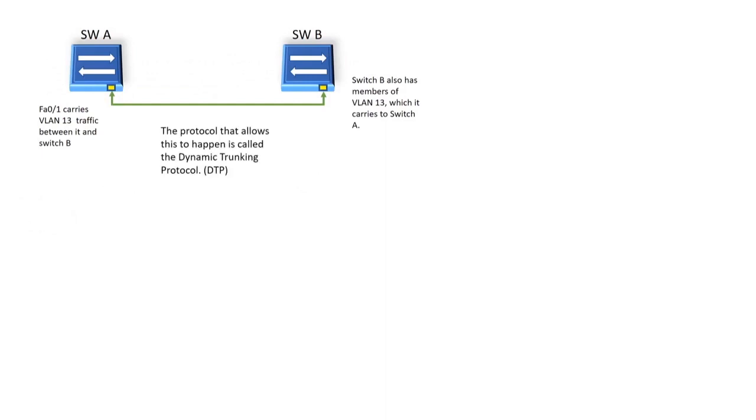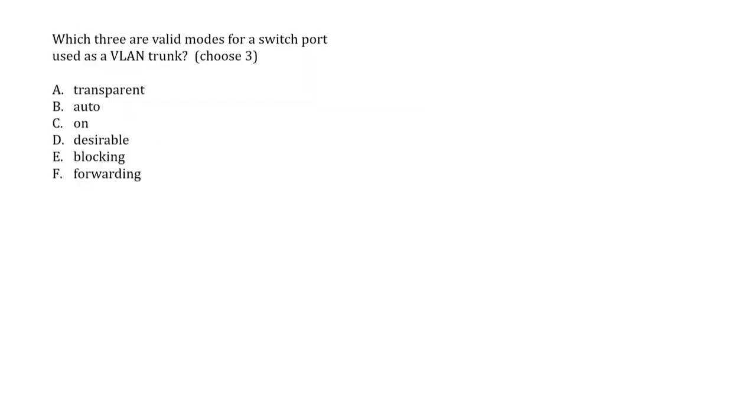So the protocol that allows switch B and switch A to have the same VLAN is called the Dynamic Trunking Protocol. Dynamic Trunking Protocol has three acceptable states: auto, desirable, and on. So we know that the answers are auto, on, and desirable.